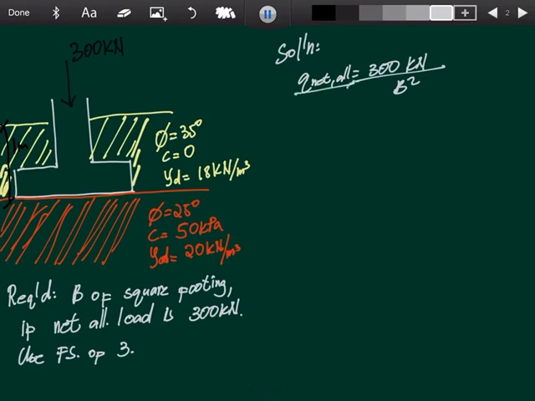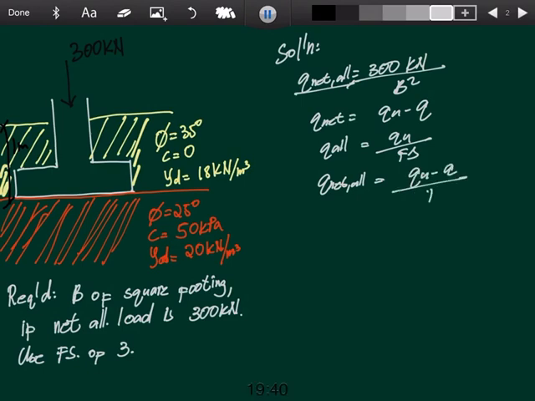What is Q net allowable? Q net is QU minus the effective stress, and Q allowable is QU over factor of safety. So, Q net allowable is QU minus Q over factor of safety. So, QU minus Q over factor of safety, that is 3, is equal to 300 kilonewton over B squared. The question is, what are QU and Q?